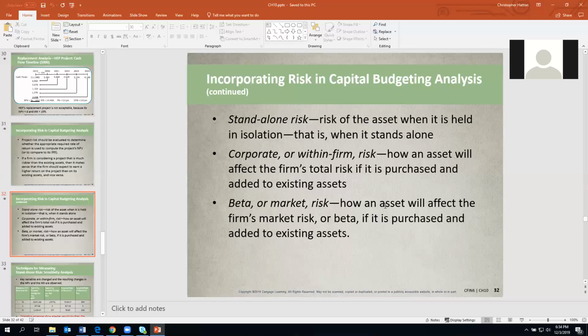Beta or market risk, how an asset will affect the firm's market risk or beta if it is purchased and added to existing assets. So this is kind of external to the firm. And this is saying how the industry as a whole is reacting to your purchase of that asset.